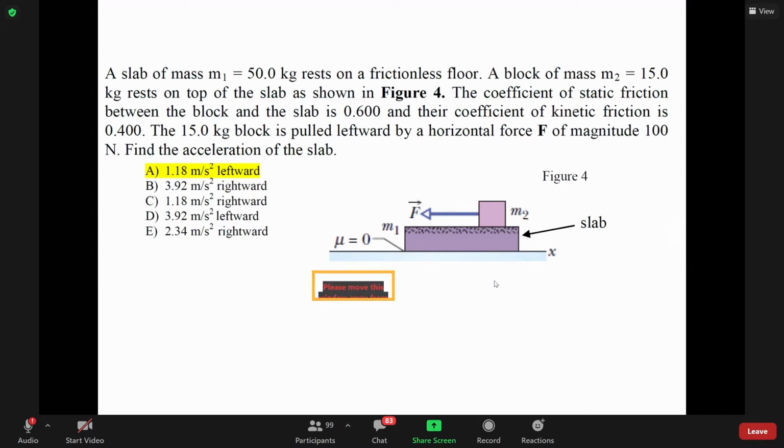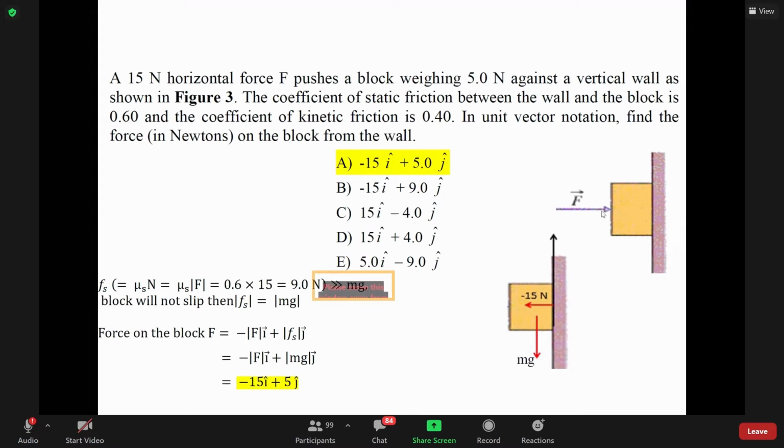Let's see the chat. Here, someone asks: how did you get 15 I hat? I get minus 15 I hat. Why minus 15 I hat? Because the block will have two forces. The block will have a normal force from the wall on the block. If this is a plus 15, this should be minus 15. But I also have a friction force because of the weight force. Okay.